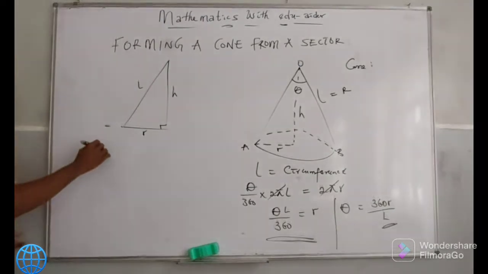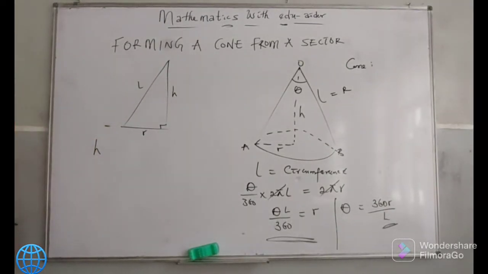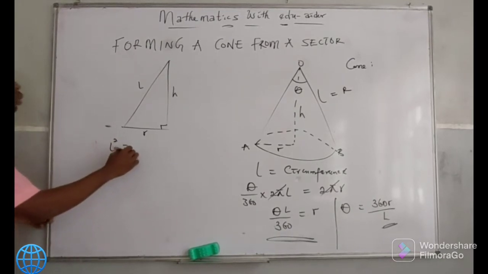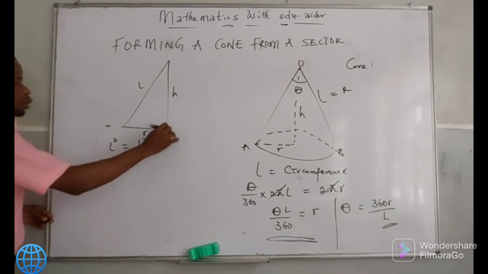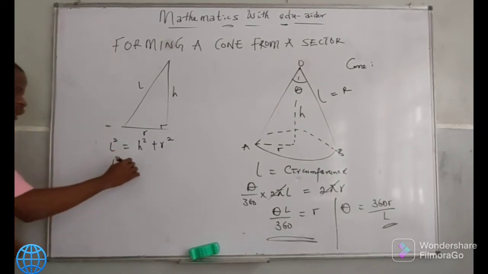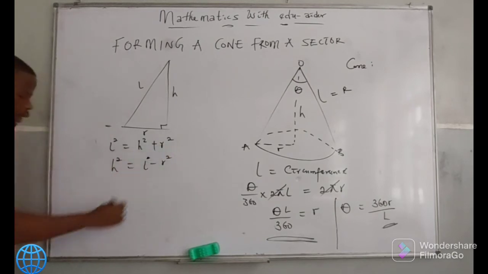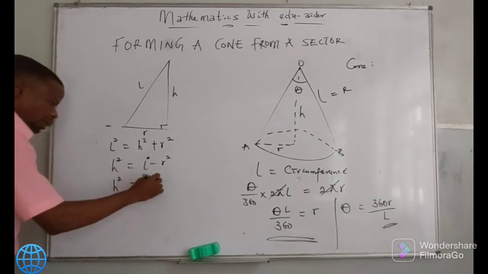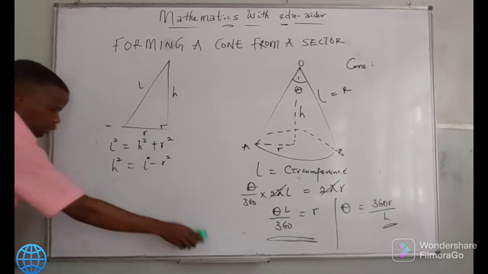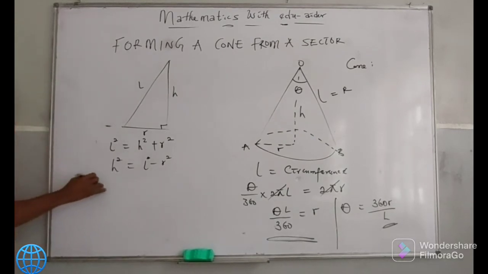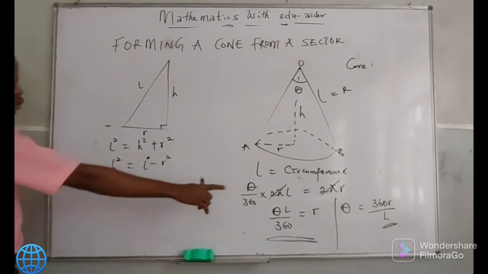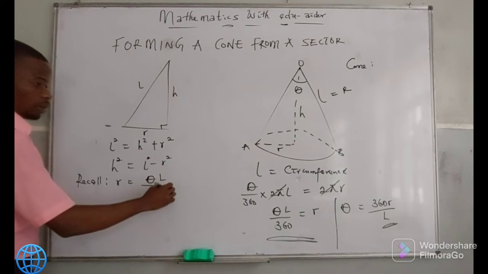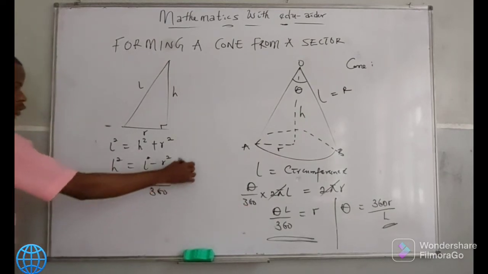So what do we have? Our h squared, obeying the law of Pythagoras theorem. That theorem, we are going to be having L squared equal to H squared plus R squared, right? So our H squared can now be equal to L squared minus R squared. Let me write this. Recall, R is equal to our radius, theta L upon 360, right? That's what our radius is. So recall that into this place.